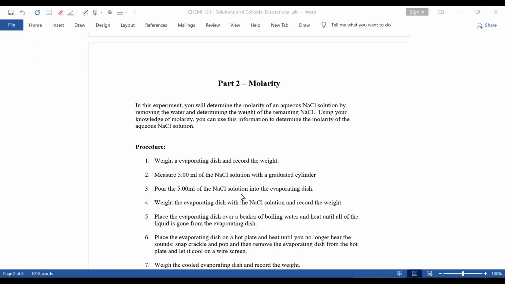Well, first of all, when you make a solution, neither compound you mix together is changed. So if I can remove one of them, the other will be left behind. And you do this by heating the solution. And by measuring how much sodium chloride is left behind and how much water you evaporated, you can calculate the molarity of this unknown solution.